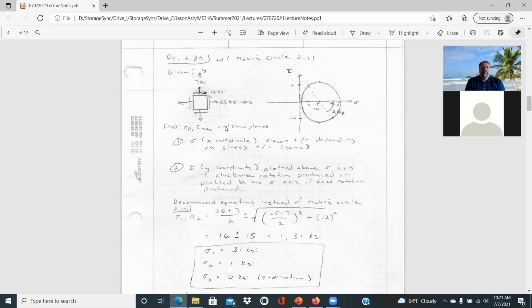That purpose of plotting it above or below really doesn't have an impact on the principal stresses. It only has an impact on your principal plane, the rotation that would be needed to get to those principal stresses. And that's important to be able to know properly, if it has to rotate clockwise or counterclockwise. In this case, it has to rotate counterclockwise to get to that principal stress plane from this point.